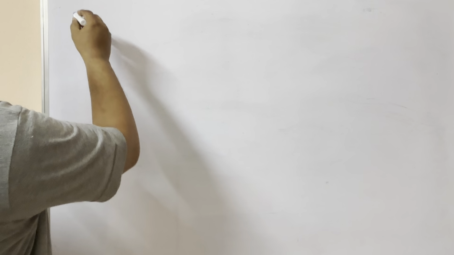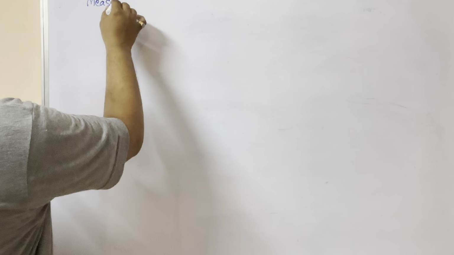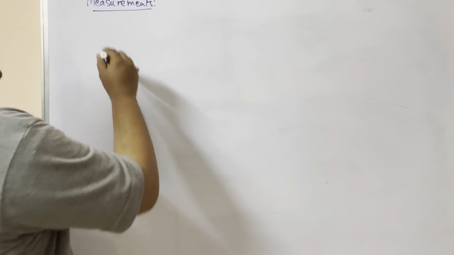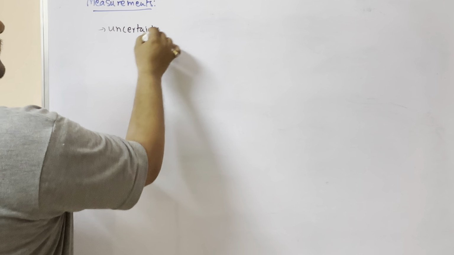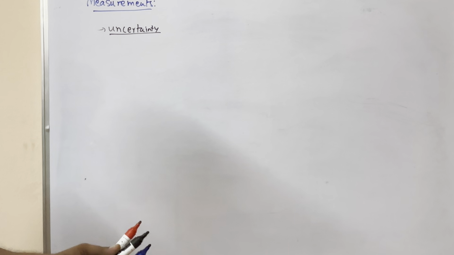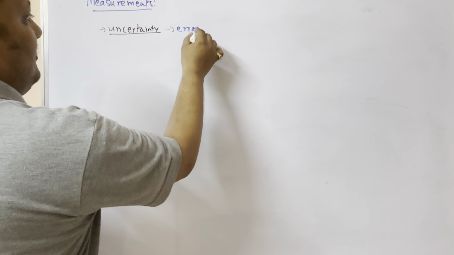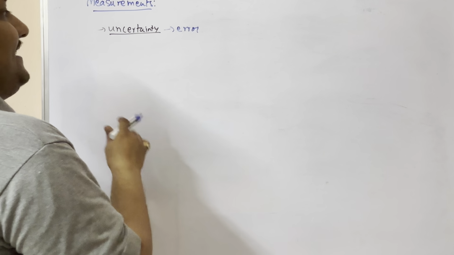In this class, we will discuss measurements, errors, and measurements. So, what is meant by error? Generally, it means the uncertainty in the measurement. We are calling it error. So, what is this uncertainty, and why are we calling it uncertainty?